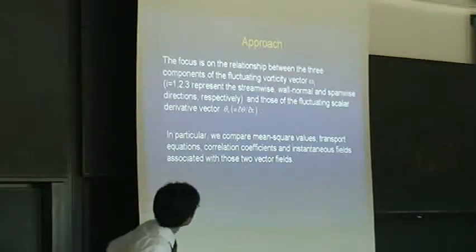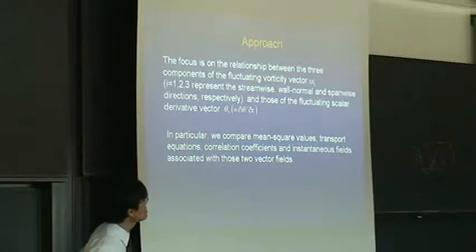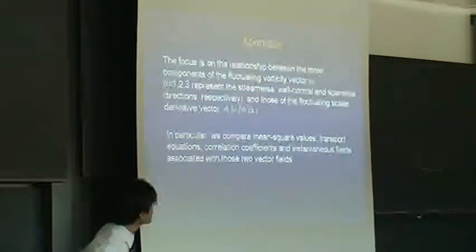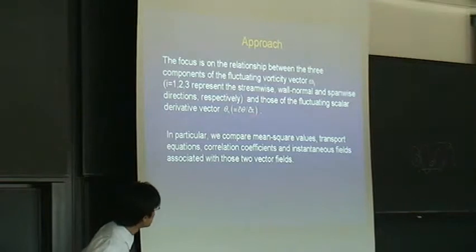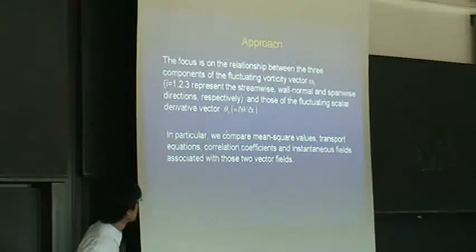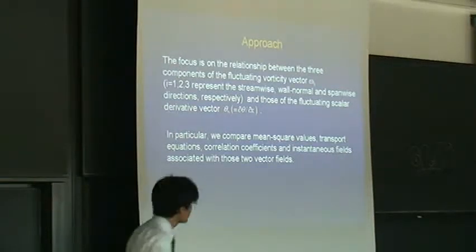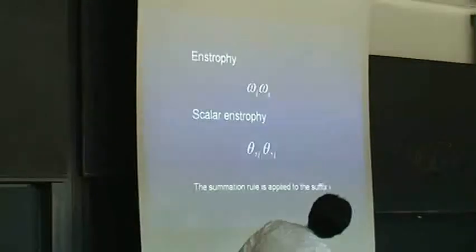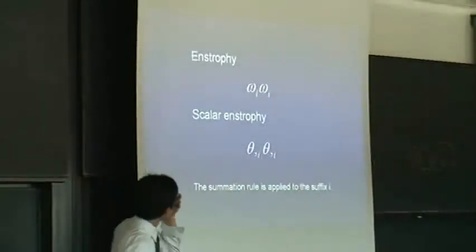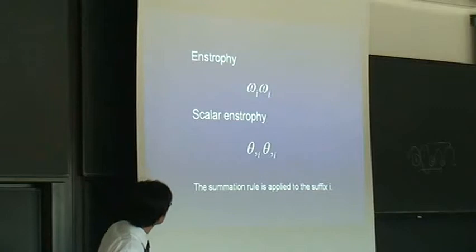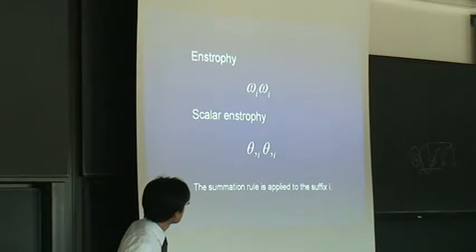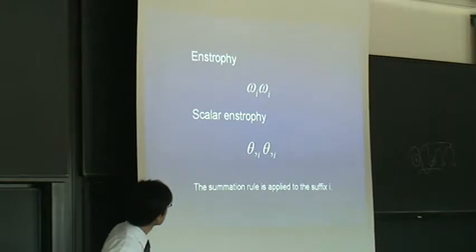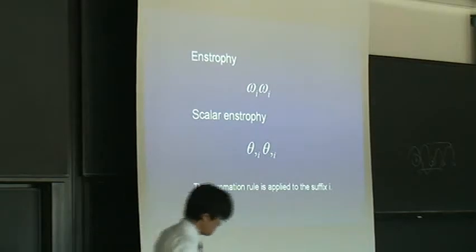Here we take the following approach. The focus is on the relationship between the three components of the fluctuating velocity vector and those of the fluctuating scalar vector. In particular, we compare mean square values, transport equations, correlation coefficients, and instantaneous fields associated with these two vector fields. Also, some attention is given to quantities such as enstrophy and scalar enstrophy, since these variables have received significant attention in isotropic turbulence.